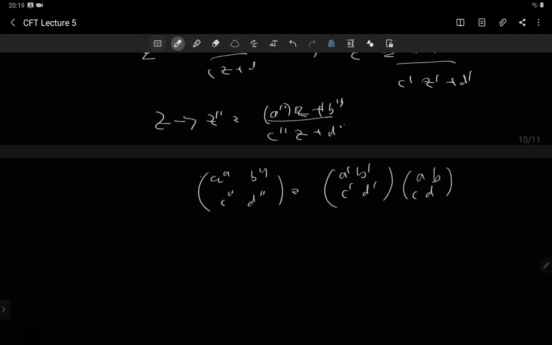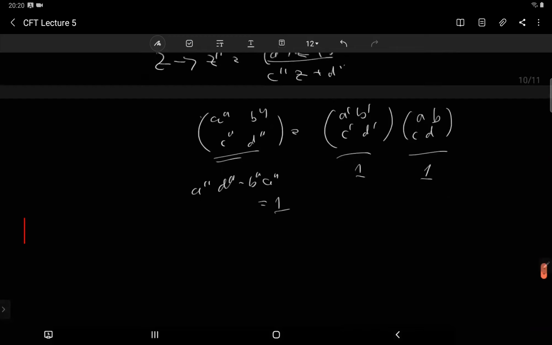Okay, but now look at A double prime D double prime minus B double prime C double prime. It's just the determinant of this one, right? But that is the determinant of this times the determinant of this. But each of them has determinant 1. So this is also determinant 1. So you have proved that it's a group.